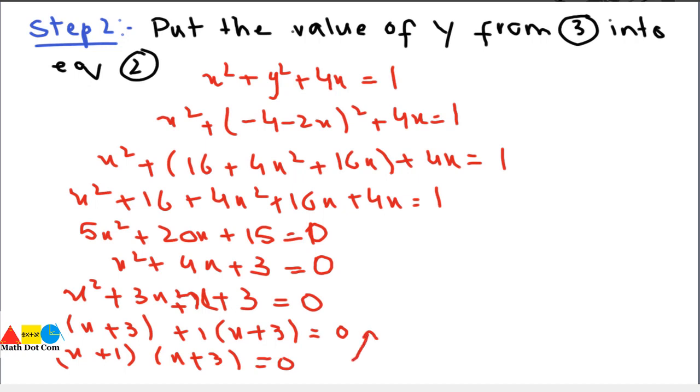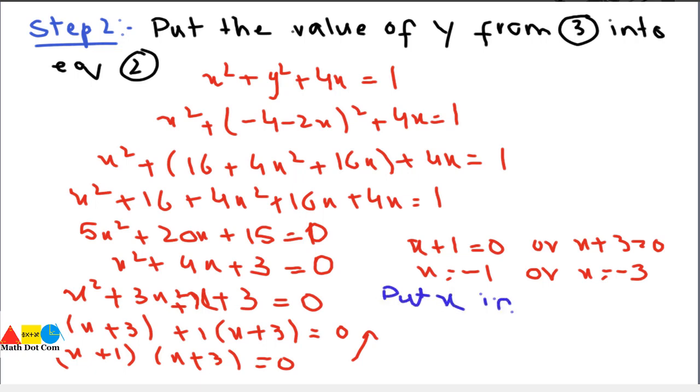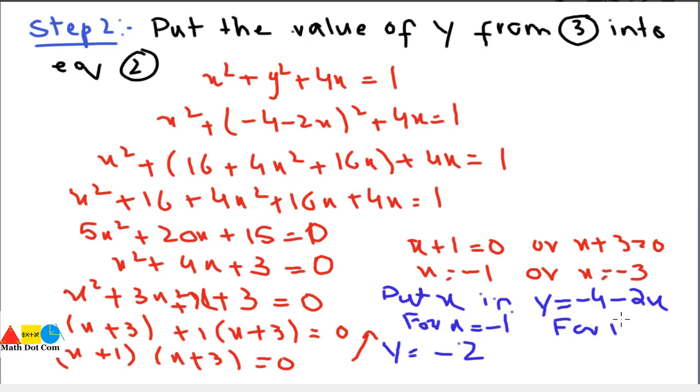From here we can say that either x plus 1 equals 0 or x plus 3 equals 0. So x equals minus 1 or x equals minus 3. So we have got the values of x. Now we have to put these values of x into equation 3, where we have written the equation in terms of y. Equation number 3 is y equals minus 4 minus 2x. So for x equals minus 1, if we solve it further, y will be minus 2, and for x equals minus 3, we will have y equals 2.